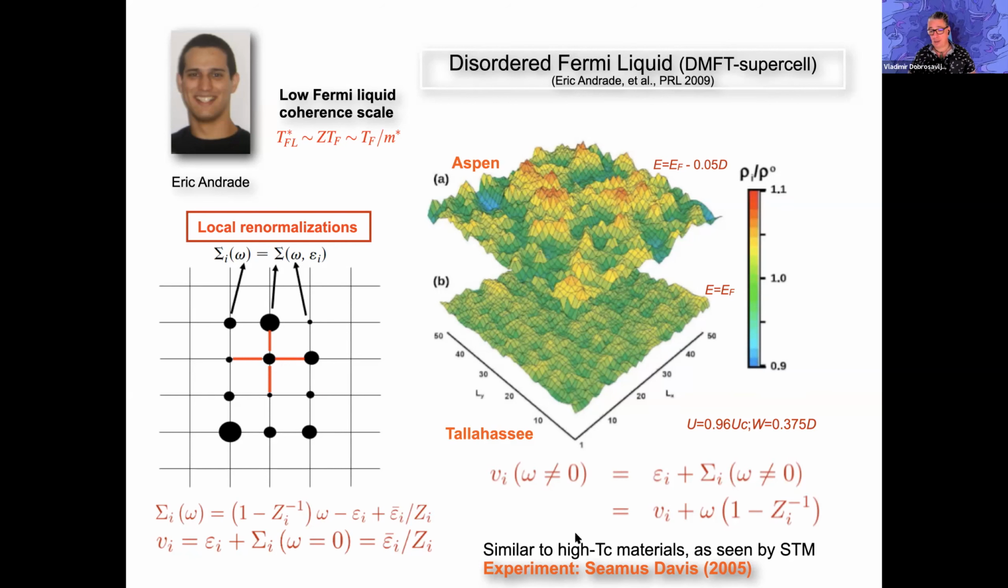This is something that Seamus Davis has obtained and observed in cuprates in very spectacular STM pictures. Of course, this was done in a superconducting phase, but here we are suggesting that this is probably a property of any disordered Fermi liquid, and there will be upcoming STM experiments on moire materials with weak disorder, and so we look forward to testing these ideas. But this is a very strong and very strange effect, that large inhomogeneities happen due to disorder in this Fermi liquid, but not away from the Fermi liquid regime.